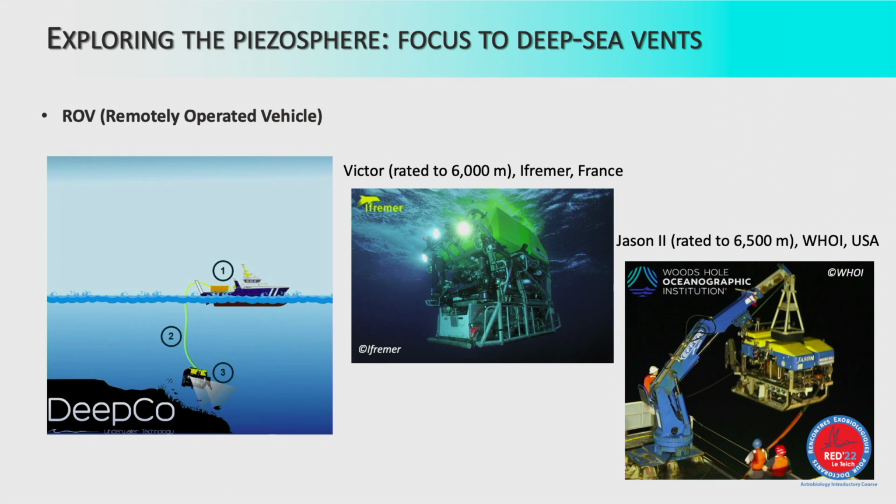But to go deeper, you can use ROVs, remotely operated vehicles. You have the boat here, relayed with a cable. This cable is connected to the vehicle, and it gives some energy, but also transfers all the information between the vehicle under the sea and the boat. In France, we use Victor, which can go down to 6,000 meters, and in the US it is Jason.